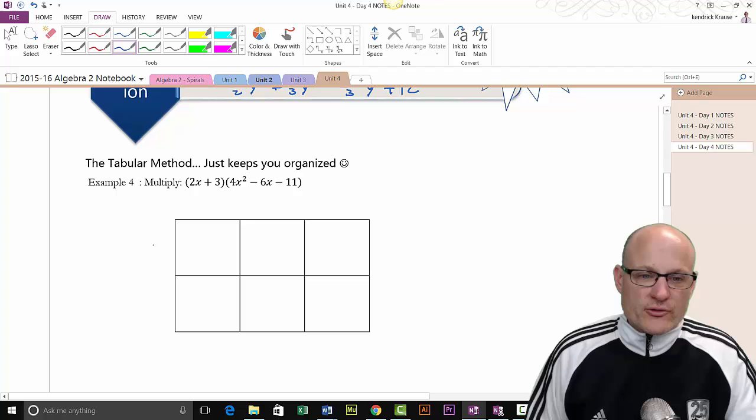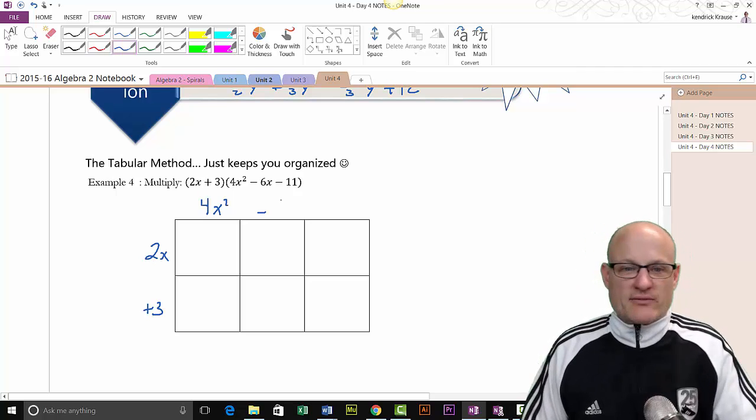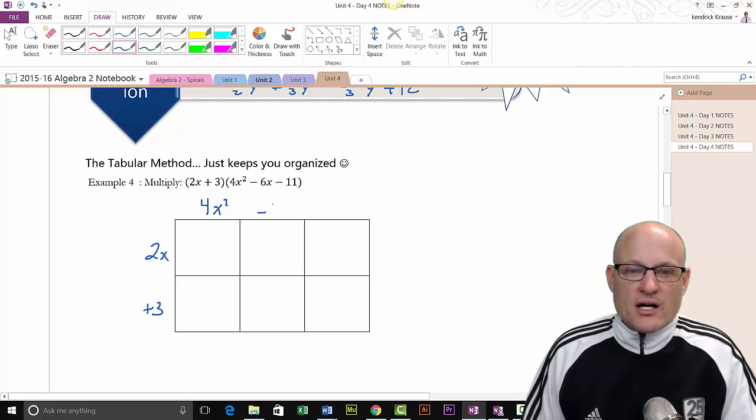Oh, I'm supposed to show this to you. Okay, so this is 2x, and this is positive 3. And this is 4. This is just another way of looking at double distributing. This is 4x squared. At some point, I think we're going to be doing some problems that kind of look like this. Negative 6x and negative 11.